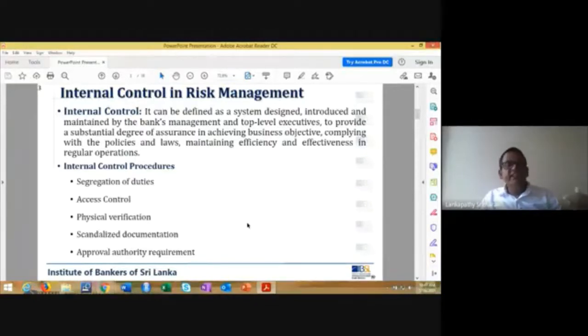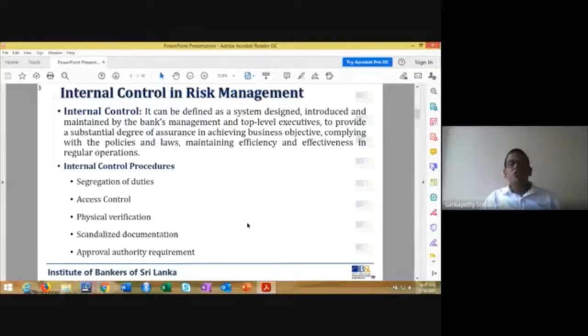In the internal control procedure, there are several steps or segregations. The first one is segregation of duty. Why is segregation of duty introduced? To avoid errors as well as fraud. For example, if a bank or finance institution has to make a 10,000 rupees payment, sometimes there may be a 100,000 rupees payment. It can happen due to errors as well as fraud. There are two chances, error or fraud.